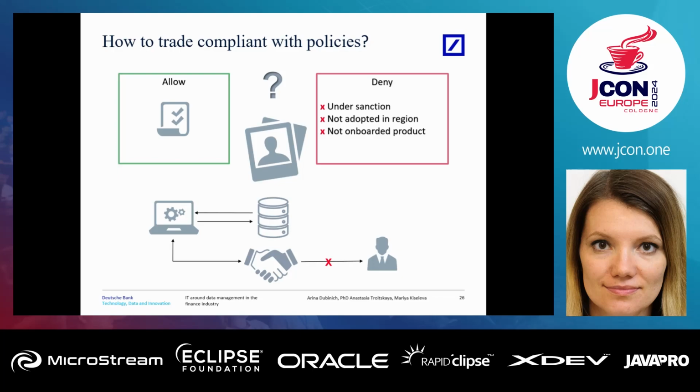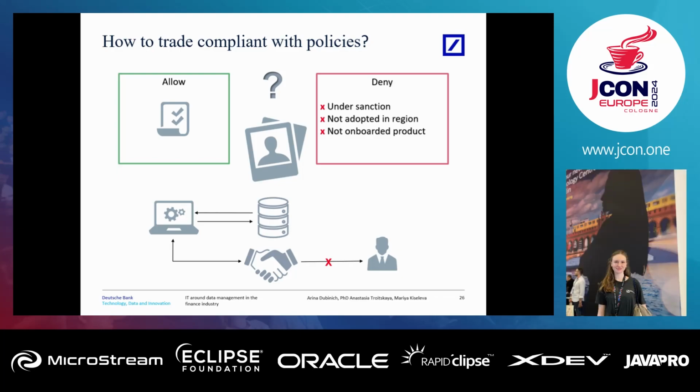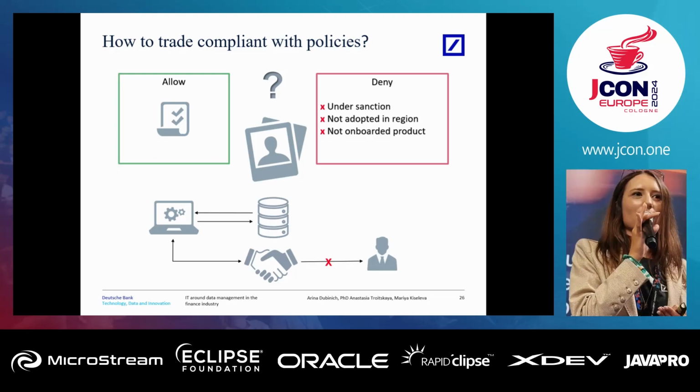There could be multiple reasons why it is not allowed to trade with a client. For example, the client is on a red list, the client is under sanctions, or the client is not approved to trade in this region. For example, he could trade only in the UK, but he would like to trade in the US or Hong Kong. Or the client is not onboarded and has no assigned legals to trade another product such as repo or swaps.